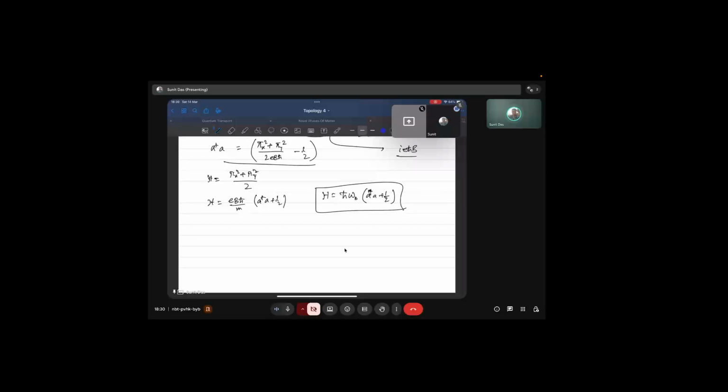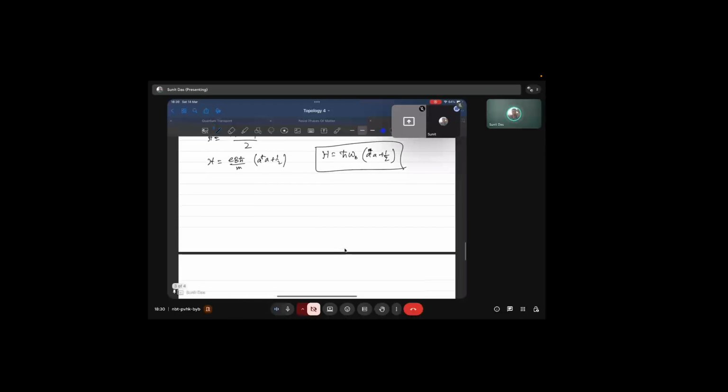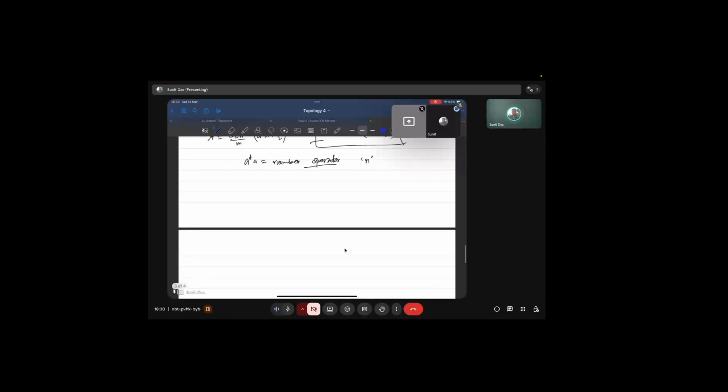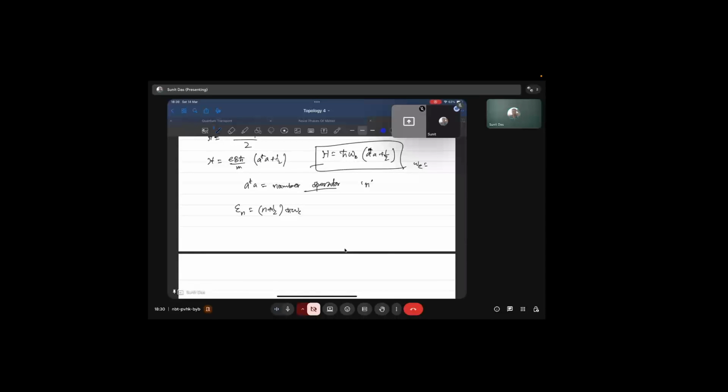So this is our Hamiltonian, and this is exactly the Hamiltonian we have seen in our harmonic oscillator case, quantum mechanics 1. So this kind of Hamiltonian, where a dagger a is the number operator, has eigenvalues of n. n is the quantum index. So the energy expression depends on n, and we have (n plus half) h bar omega c. And by the way, h bar omega c is given by eB by m, which is the cyclotron frequency.